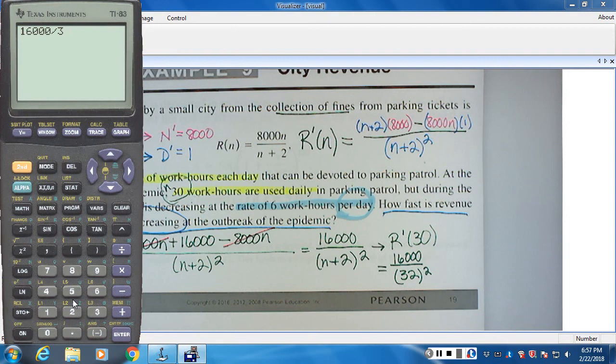30 plus 2. You're wanting to square the... okay? So I'm going to divide that by 32 squared. And that comes out to be 15.625. Okay?